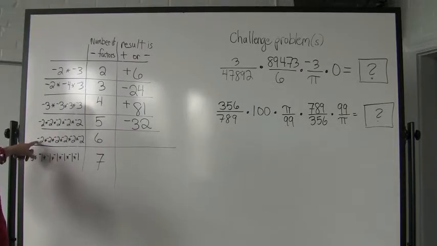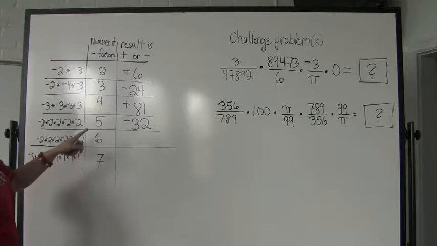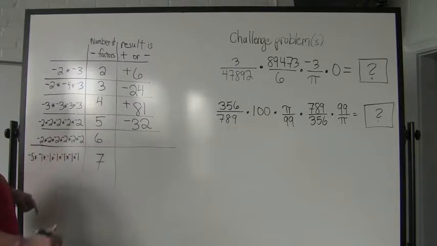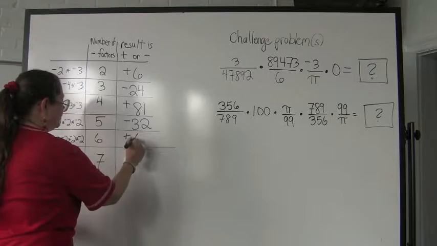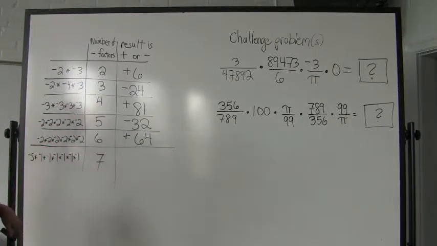Let's see, let's try this one. Now, we already did this problem up to here. We know that's negative 32. 5 negative 2's all multiplied together is negative 32. And times another negative 2, negative times a negative gives me a positive. 32 times 2 gives me a positive 64. Let's do one last one and then see if we can find our pattern.